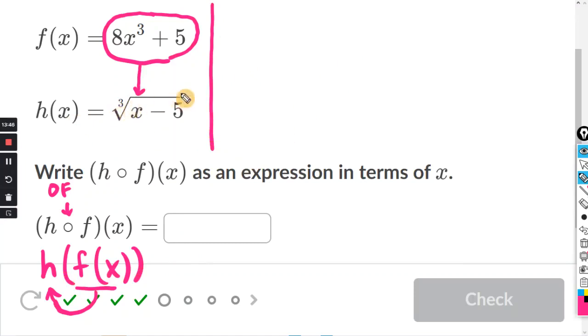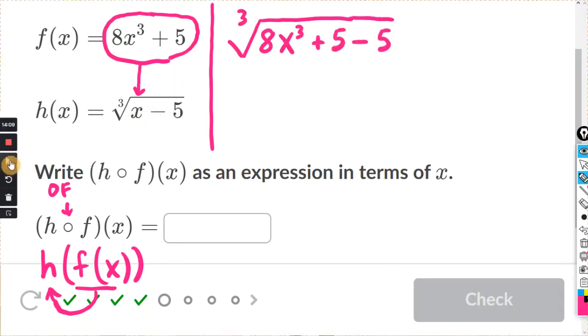So we have the cube root, and x is replaced by x to the third plus 5, and then minus 5. Underneath the radical, 5 minus 5 cancels, and we have the cube root of 8x to the third.